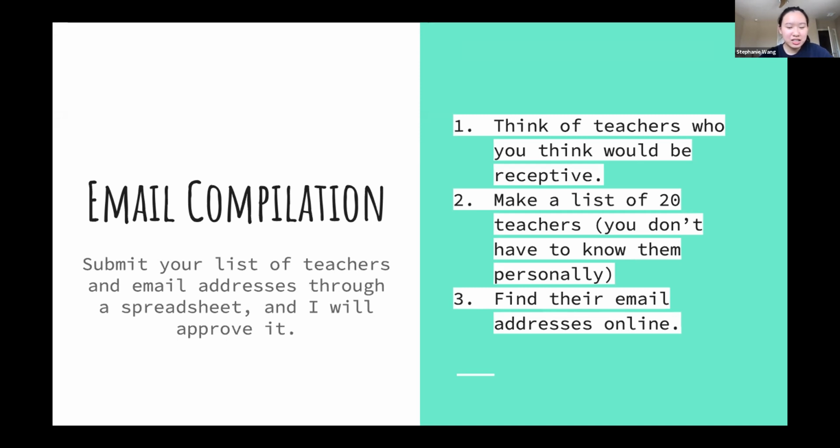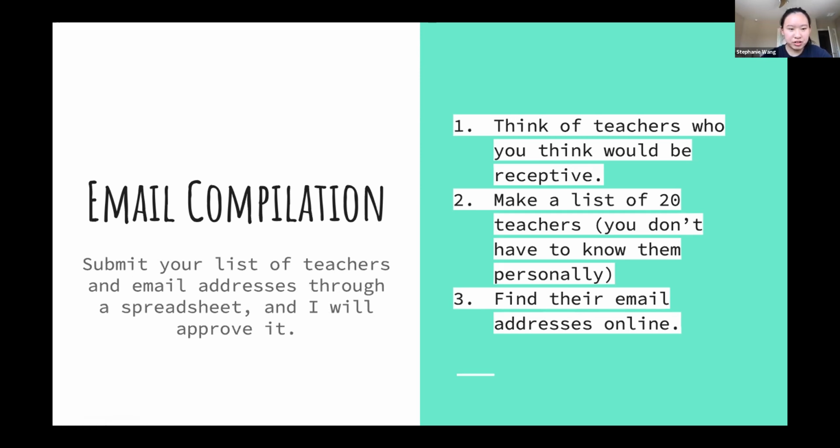And we don't need to know exactly who they are. We just have to know what they teach, and they have to be at least somewhat related to public health and epidemiology. So after you find that list of 20 teachers, you'll write their name on the spreadsheet, and then you'll find each and every one of their emails and write it on that spreadsheet as well.